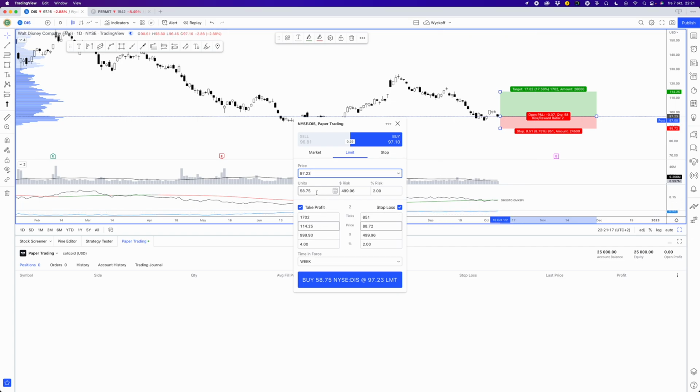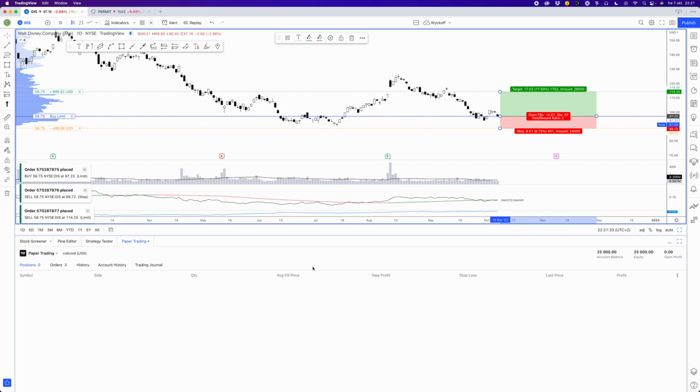So we will be buying 58 stocks and we'll be having a risk of almost $500, and that would be 2% of our account size. I can just go ahead and place this order. And if we get filled, you will see the trade appearing under positions.